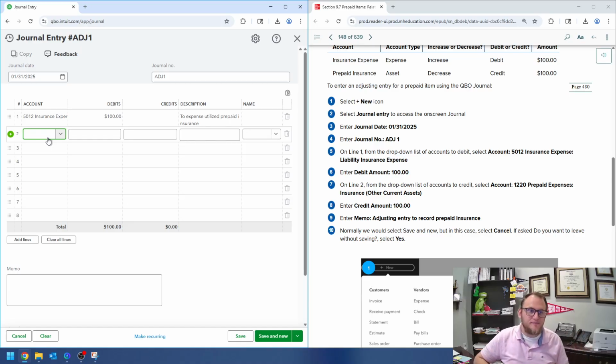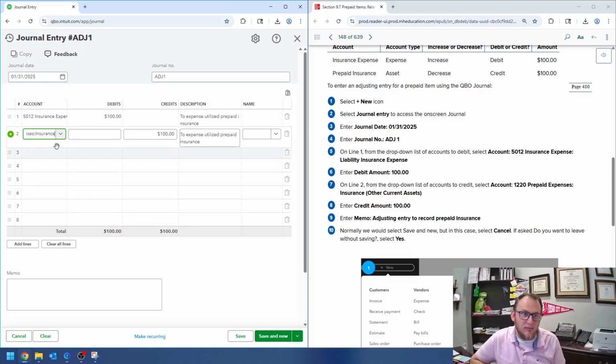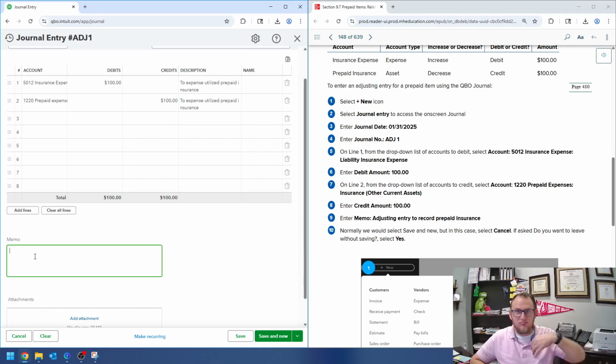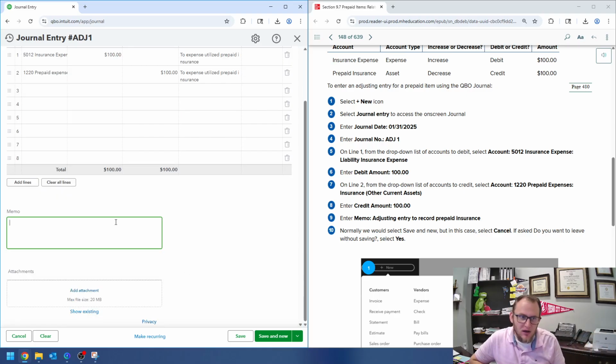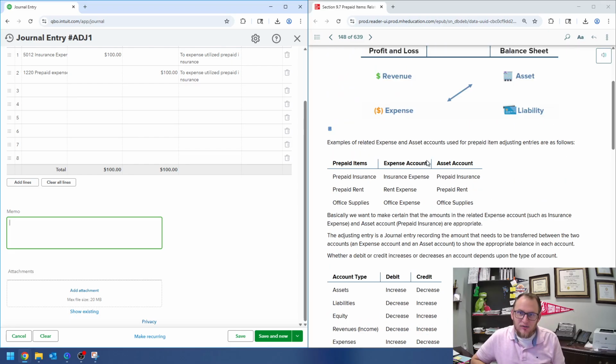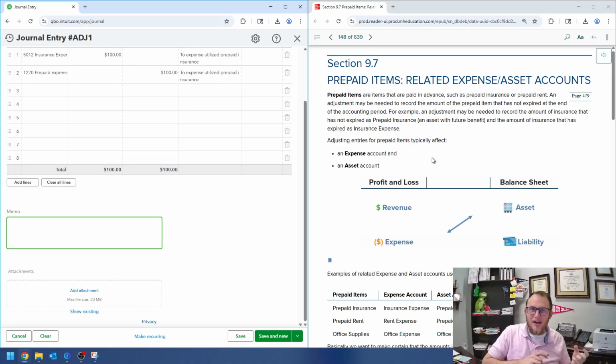What account do we want to credit? We know that's going to be account 1220, which is our prepaid insurance. It automatically populates because it wants to balance that journal entry. And so there's $100. It carries down the description. And then in the memo down here, it says adjusting entry to record prepaid insurance. So we would just type that in there. That way we have additional description as to what it is we're doing. But then we're going to cancel this entry. We don't want to be posting this. So that is how you would adjust both the prepaid account and the expense account.